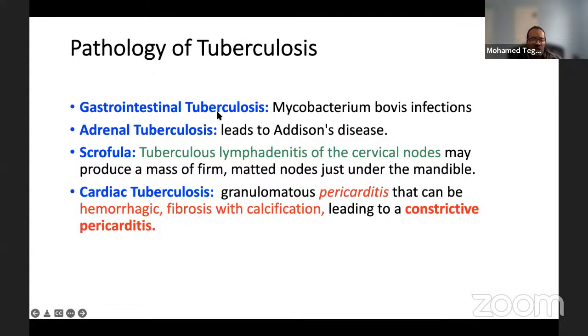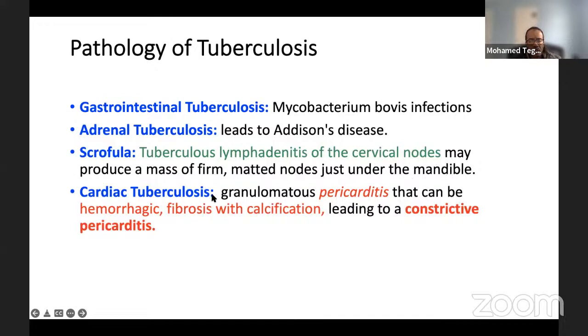Fortunately, the gastrointestinal form has become very uncommon nowadays, and that's a form caused by Mycobacterium bovis. Adrenal infection, as a result of this dissemination, can lead to complete destruction of the adrenal cortex, causing different forms of endocrine disorders, including Addison disease. Scrofula can happen also, especially in children, where tuberculous lymphadenitis of the cervical lymph nodes can produce a mass of firm, matted nodes just under the mandible.